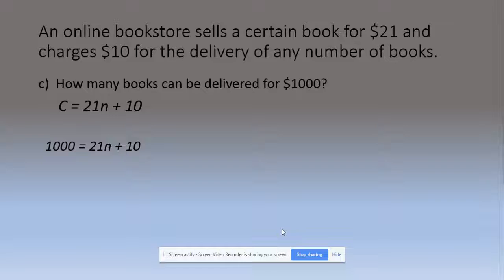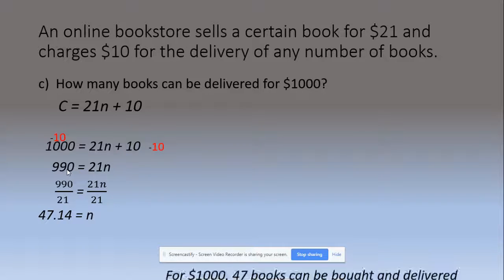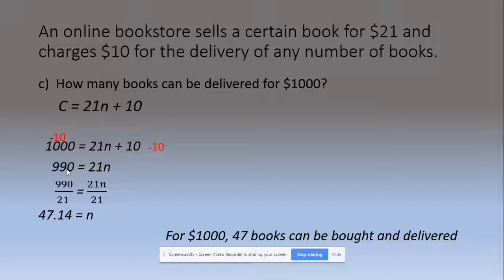So we need to try and get rid of everything around the 21N. First thing we're going to get rid of is that 10. So how do we do that? We take 10, and because we do it on this side, we do it on that side. So we've got 990 is equal to 21N. How do we get rid of our 21? We divide both sides by 21. So 990 divided by 21 gives you 47.14 is equal to N. Our answer will be for $1,000, 47 books can be bought and delivered, because obviously you can't get 0.14 of a book. And that is how we do it. So use all of this, and let's see if you can show me how clever you are.